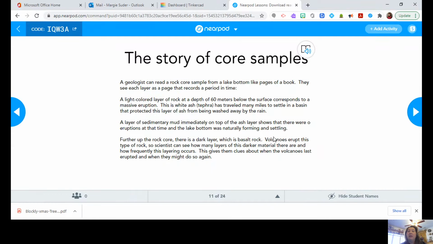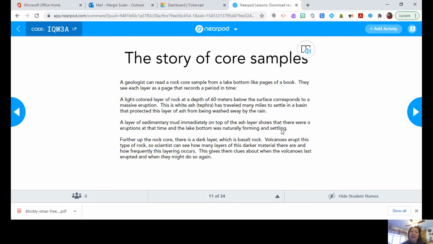So geologists can read a rock core sample like you would read a page of a book. They can look at each layer, and it records a period of time in our history. A light colored layer of rock about 60 meters below the surface would be showing you a massive eruption. So we'll leave this white ash behind. And once that ash is lying on the ground, when it rains, it'll wash the ash down into maybe a lake, a body of water, where it settles to the bottom. And then it creates this sedimentary silt at the bottom.